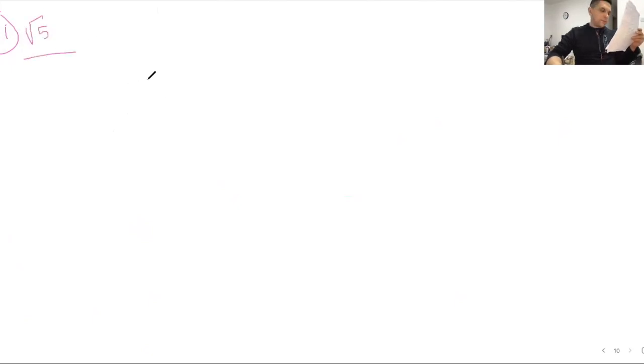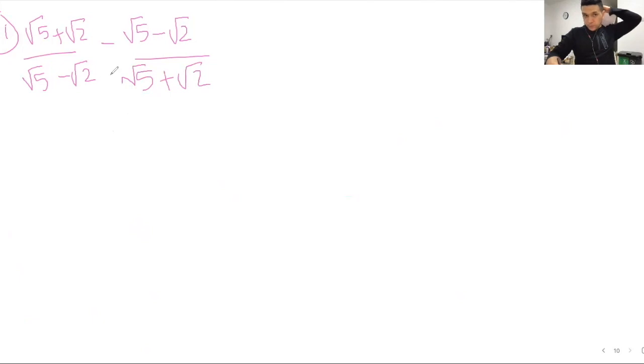Square root of 5 plus the square root of 2 divided by square root of 5 minus the square root of 2, minus the square root of 5 minus the square root of 2 divided by the square root of 5 plus the square root of 2. Again, you want to rationalize first and then combine.